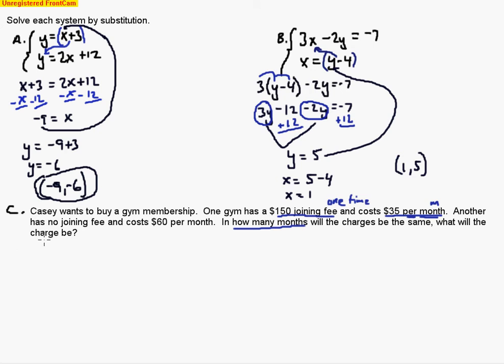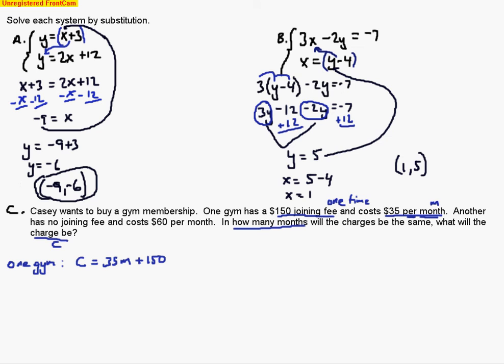So you're going to write this. Again, they don't know the cost either. So the charge, what's the charge going to be? We're going to use C for the charge. So one gym, we'll say one gym, their charge is C equals $35 per month, so 35M, plus their joining fee, that one-time fee that you never pay again. So that's added on to that monthly charge.